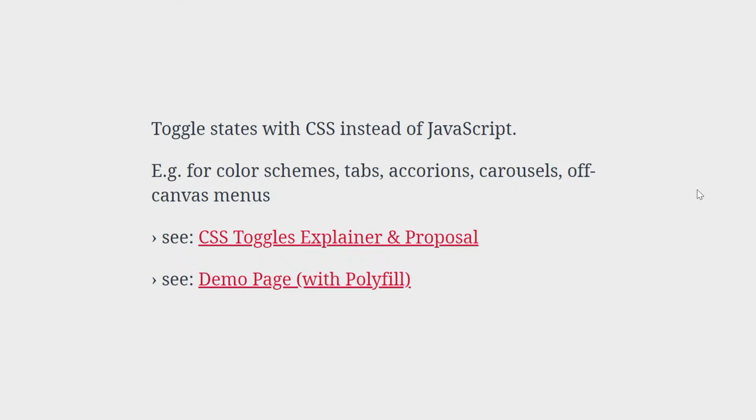Usually what we do in JavaScript, we just add or remove a class and do everything with that class. For example, if there's a color scheme, you push a button and then the body gets a class to indicate that this is color scheme A or color scheme B. The idea is here that we can do this with CSS.